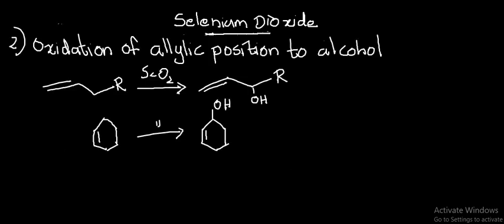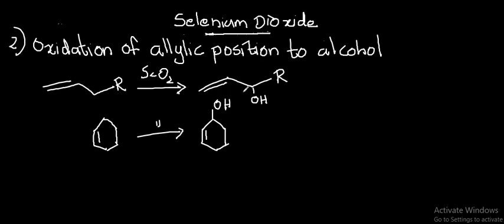Another application is oxidation of the allylic position to alcohol. That is CH2, CH2R. On Riley oxidation, this is the allylic position. The allylic position gets oxidized into alcohol, and we get allylic alcohol.